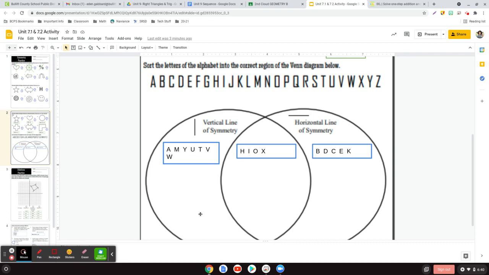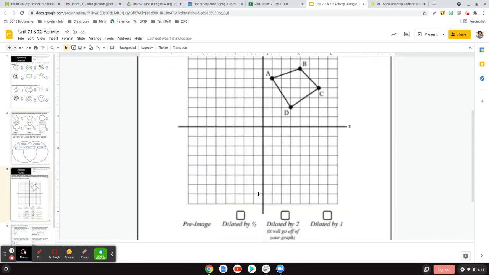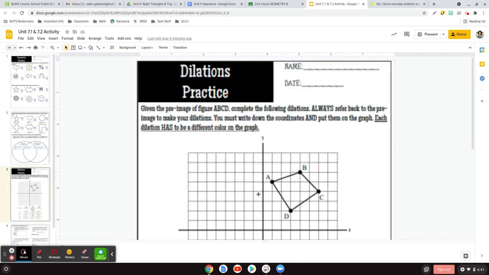So on your vertical line of symmetry side, you should have A, M, Y, U, T, V, and W. On your horizontal line of symmetry, you should have B, D, C, E, and K. And in the middle here, we have H, I, O, and X. So there is your 7.1.